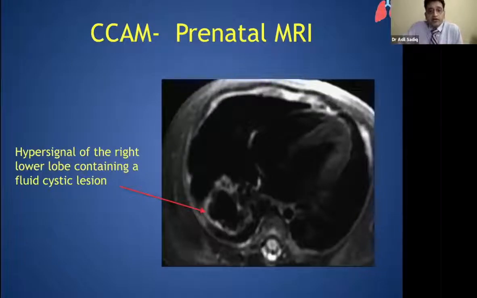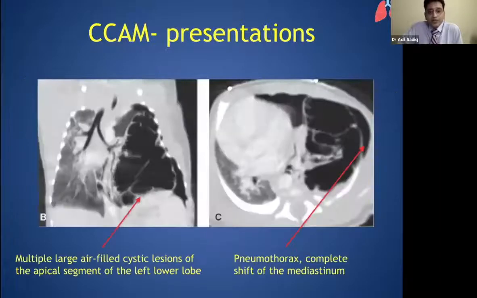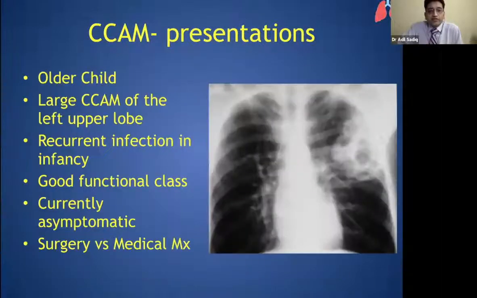So this particular MRI shows a CCAM with hypersignal on the right lower lobe. This particular child was born with a large CCAM on the left lower lobe, presenting with acute respiratory distress. A CT scan shows large cystic lesions, as well as a small pneumothorax, complete shift and hypoplasia of the surrounding lung. In older children, when the presentation just comes as a large mass, this patient had recurrent infection in infancy, usually a good functional class, and when they're symptomatic, I for one advocate surgery rather than just medical treatment for the lesions outlined before.